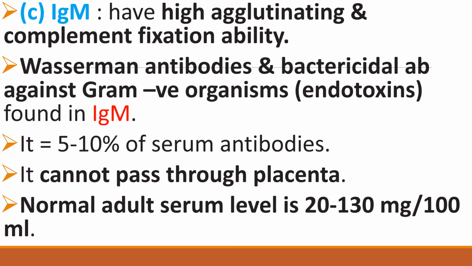IgM has high agglutinating and complement fixation ability. Wassermann antibodies and bactericidal antibodies against gram-negative organisms, endotoxins, are found in IgM. It equals about 5 to 10% of serum antibodies. It cannot pass through the placenta. Normal adult serum level is 20 to 130 milligram per 100 milliliters.